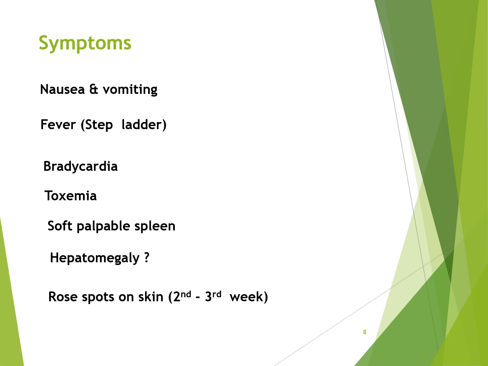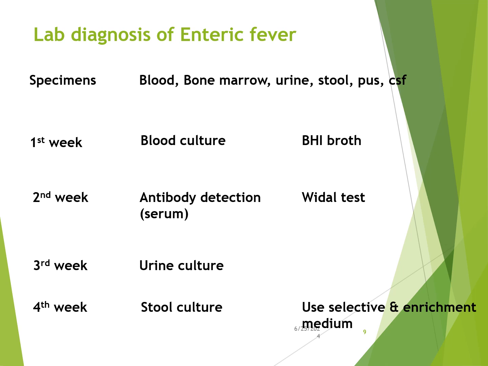Symptoms are nausea, vomiting, fever, bradycardia, toxemia, soft palpable spleen, hepatomegaly, and rose spots in the second or third week. To diagnose enteric fever, you need specimens from the blood, bone marrow, urine, stool, plus cerebrospinal fluid. In the first week, we would do a blood culture in bile broth. Second week, antibody detection via serum and a Widal test. Third week, urine culture. Fourth week, stool culture. And you use selective enrichment medium.